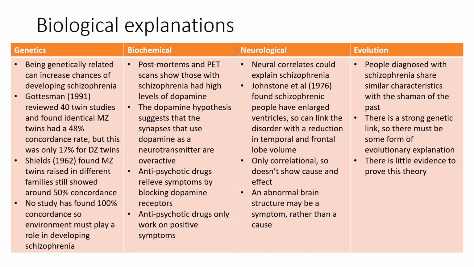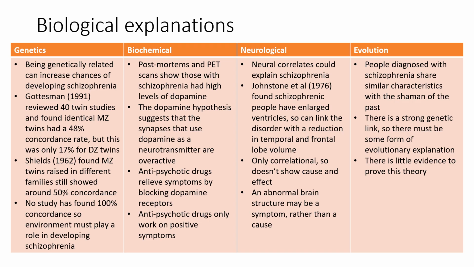Looking at neurological, neural correlates could explain schizophrenia. Johnstone et al. in 1976 found schizophrenic people have enlarged ventricles, so this can link the disorder with a reduction in temporal and frontal lobe volume. However, this is only correlational, so does not necessarily show cause and effect. And an abnormal brain structure may be a symptom rather than a cause.